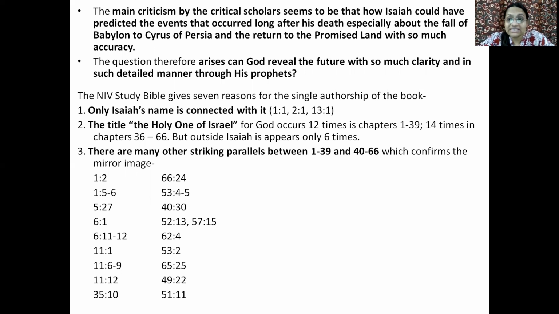Okay, the next reason they give is that there are many other striking parallels between chapters 1 to 39 and 40 to 66. This is the mirror image that we are talking about. Chapter 1 verse 2 is a mirror image of chapter 66 verse 24. Chapter 1 verses 5 to 6 is a mirror image of 53 verses 4 to 5. Chapter 5 verse 27 is a mirror image of 40 verse 30. Chapter 6 verse 1 is a mirror image of 52:13 and 57:15. And so on, as you can see in the list. It's a mirror image, and that is why they say the author is the same.